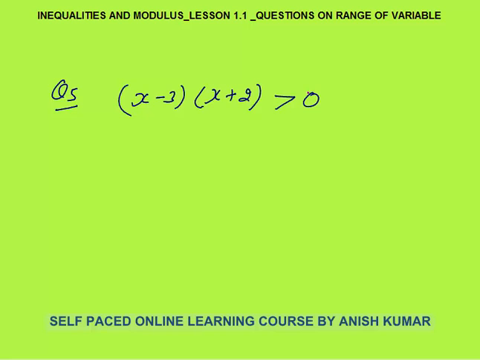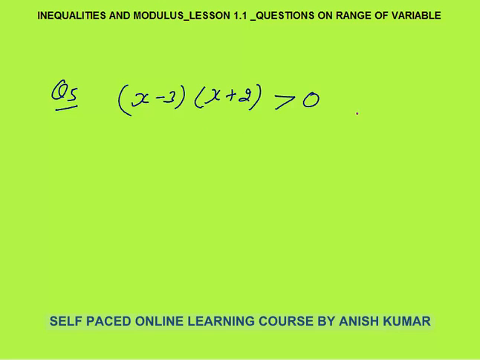Question 5 is (x minus 3) into (x plus 2) is greater than 0. You have to solve for the range of x. This is a bit different from the questions I discussed previously, the first 4 questions.